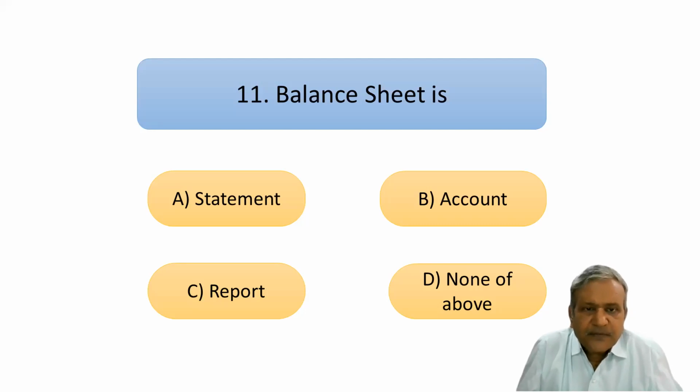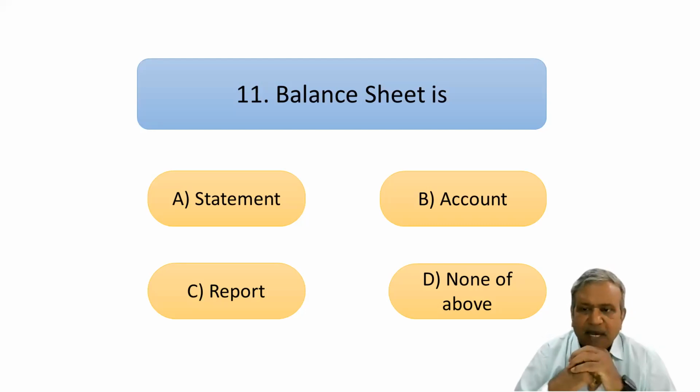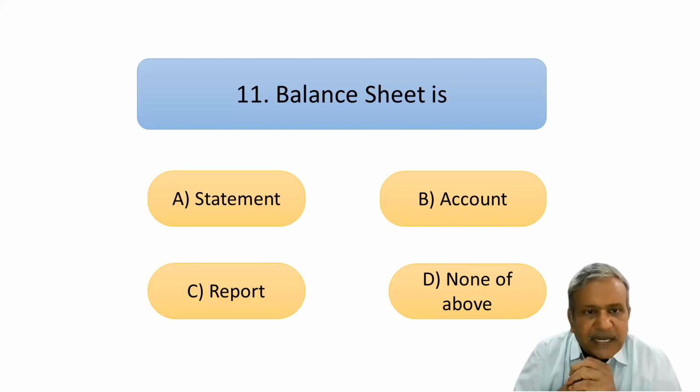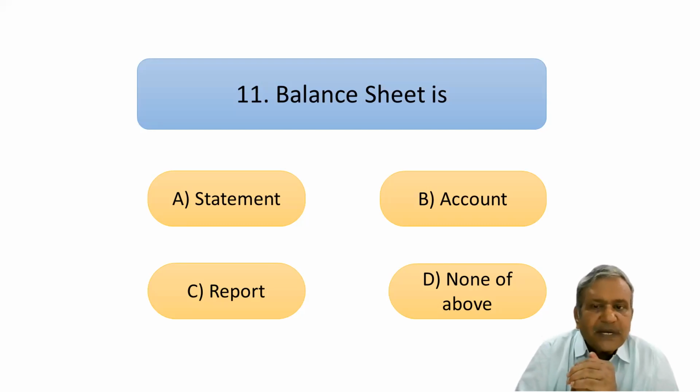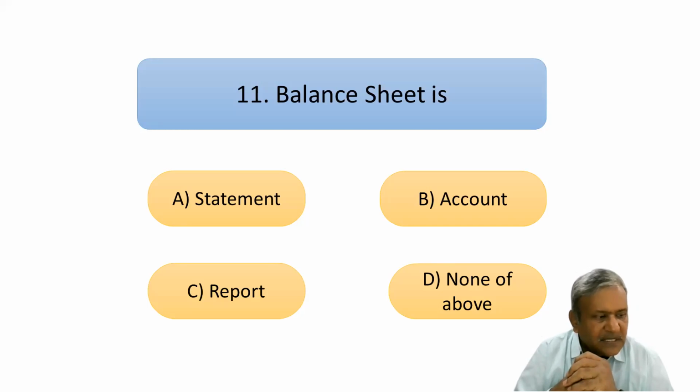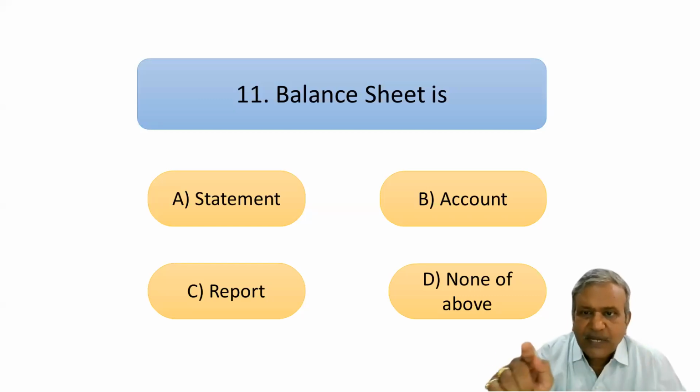Very good, very good. I wanted to explain here. The answer is A, statement, that is number one. Here, one thing: in accountancy, what is called an account, and what is called a statement? Accounts always come with a "to" and "by". The left side you mention as the debit side, "to"; the credit side, "by". That's called an account.